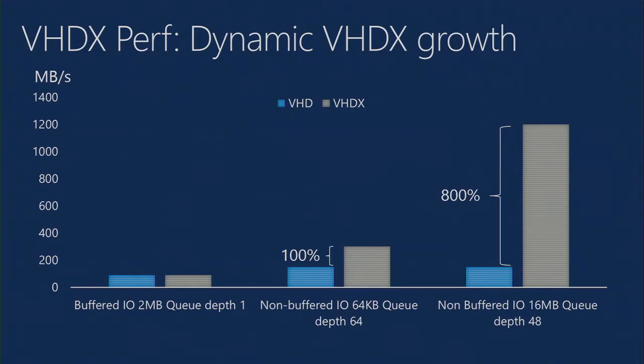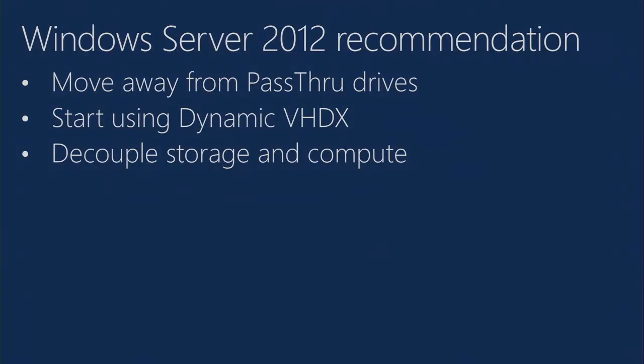So what did we finally say in Windows Server 2012? What was our recommendation? We said move away from pass-through. Let me repeat, move away from pass-through. You don't get the benefits that you used to get. It takes a while for people to get this, but start moving away from it so that you can take advantage of all the innovation that's happening in VHD, VHDX. Files help you. Files are your friends. It's good. Start using dynamic VHDX.